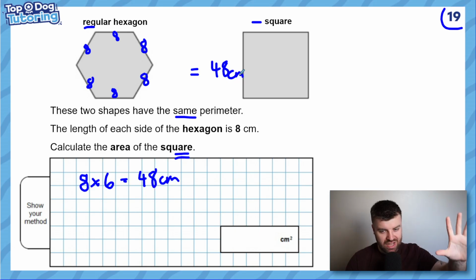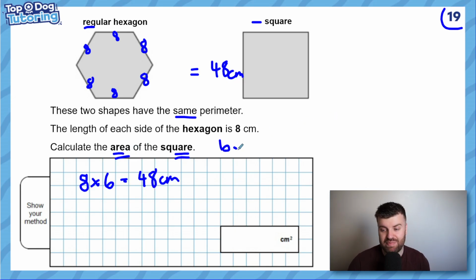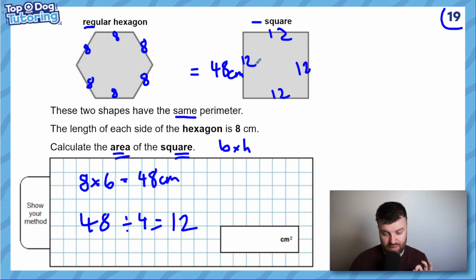Now, once I've got that, I need to work out the length of the sides of the square to get to the area. Remember, the equation for area is base times height. So how do I do that? Well, it's quite simple. 48 divided by 4 equal sides. 48 divided by 4 is 12. So again, I'd be just writing this in as we go, showing the examiner I know exactly what I'm doing.